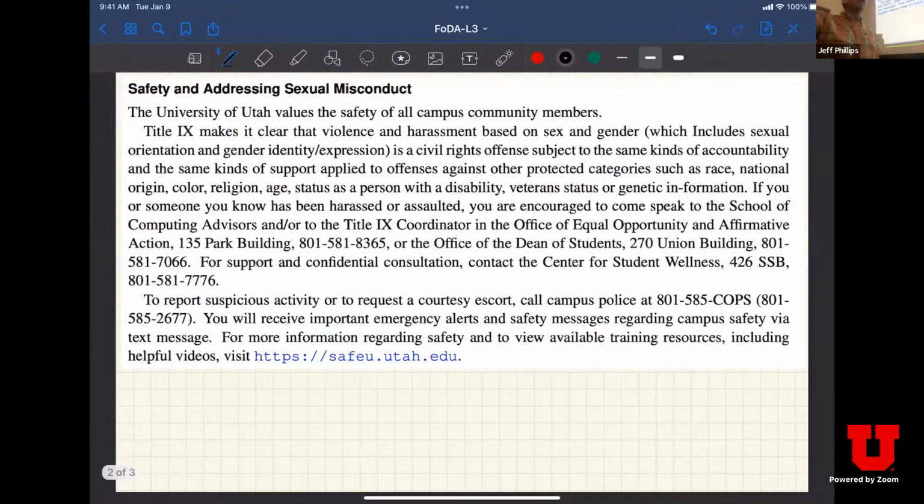As I said, there are all these kinds of things that end up as boilerplate in the syllabus that I think are important to go over. So today, part of this is about safety and addressing sexual misconduct as well as other sorts of misconduct. The university treats this very seriously. There have been incidents on campus.